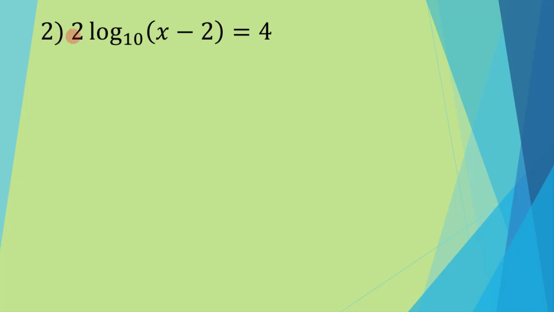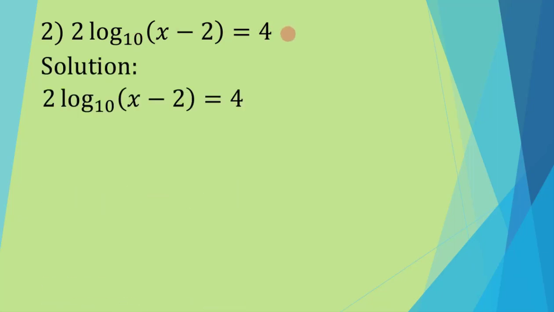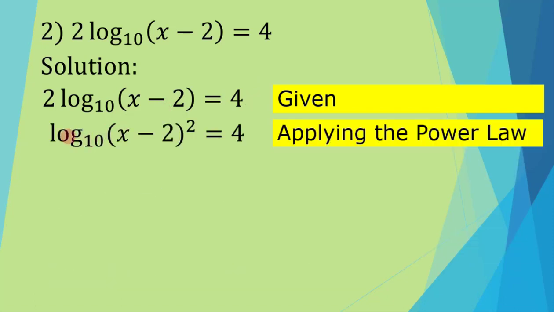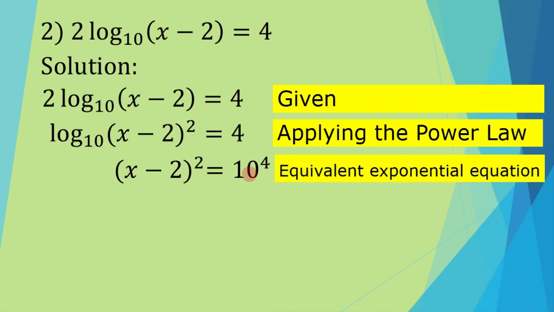For number 2, we have 2 times the logarithm of quantity x minus 2 to the base 10 equals 4. For the solution, rewriting this given, we apply the power rule or the power law. So instead of having 2 here, we can move it to the exponent of quantity x minus 2. Let me read. Log of quantity x minus 2 squared to the base 10 equals 4. Moving on. So we can have x minus 2 quantity squared equals 10 raised to 4. That is equivalent exponential equation.